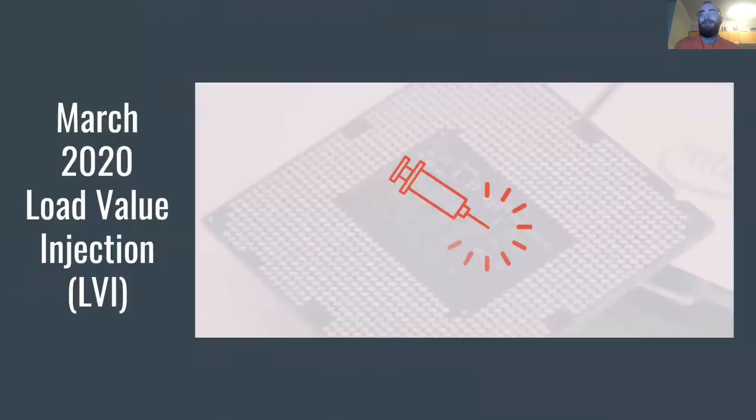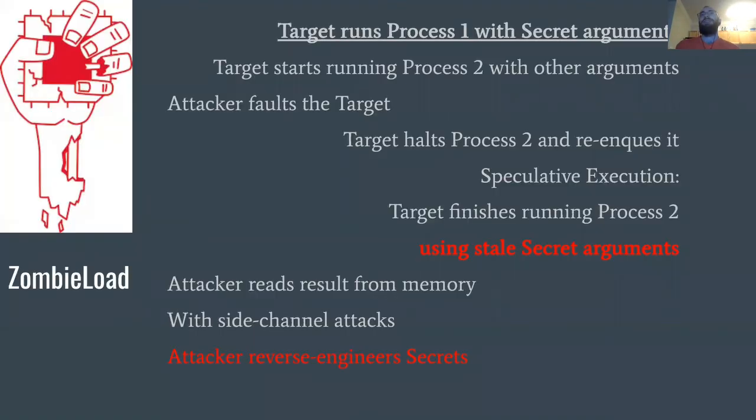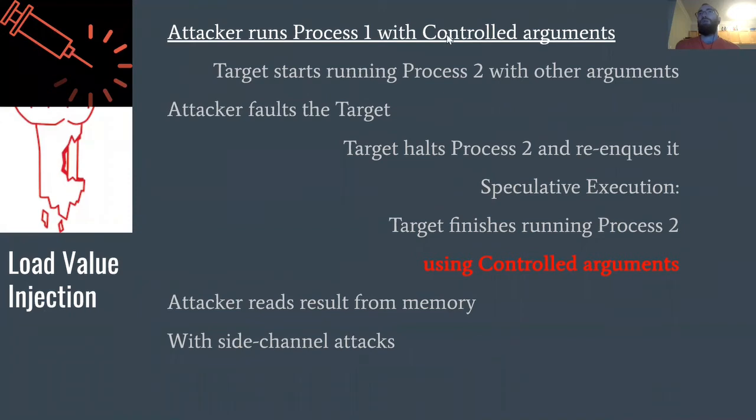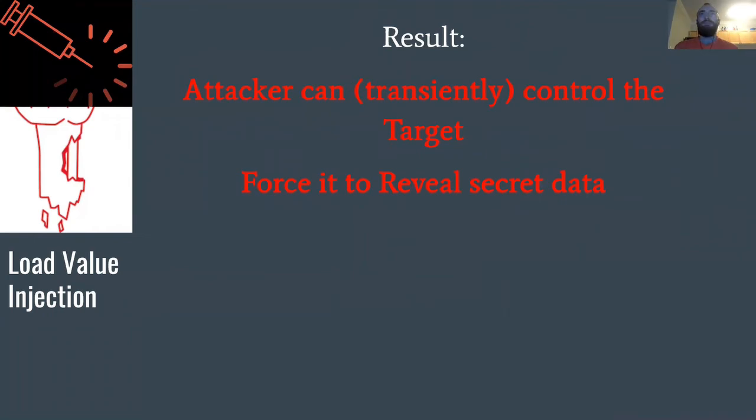But it gets worse. In March 2020, load value injection took it one step further. Rather than just letting the process run on its own with secret arguments, load value injection controls these arguments. The attacker runs some process with controlled arguments, and eventually process two will be speculatively executed with those arguments, letting the attacker run transiently whatever it wants on the target's machine and reveal anything.